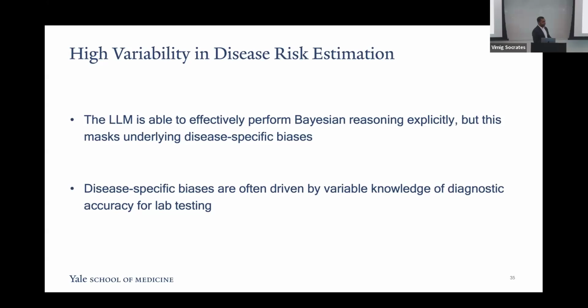So in general, like I mentioned, we don't see any significant differences due to race, which is a good thing. But we do see that the LLM is able to reason explicitly when given all the Bayesian information, but we believe that potentially masks some of the underlying biases based on the different diseases and the information that the LLM might have about that. One of the reasons might be because those are differently represented in the training data set. And so there's different amounts of information the LLM has. And then finally, that is largely driven by how much knowledge the LLM has about the diagnostic accuracy of a particular lab test.